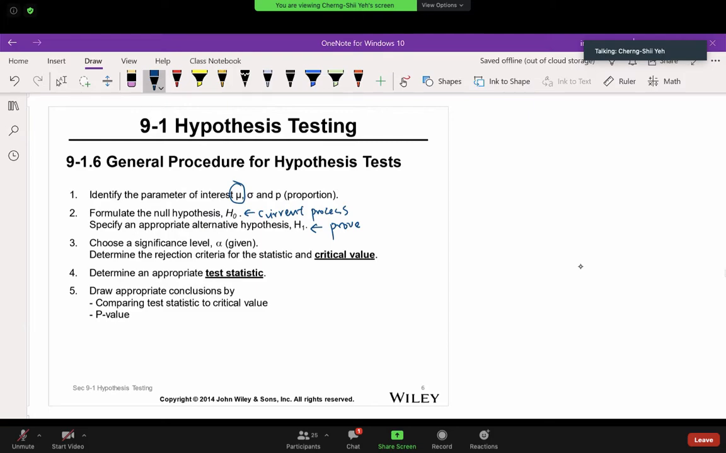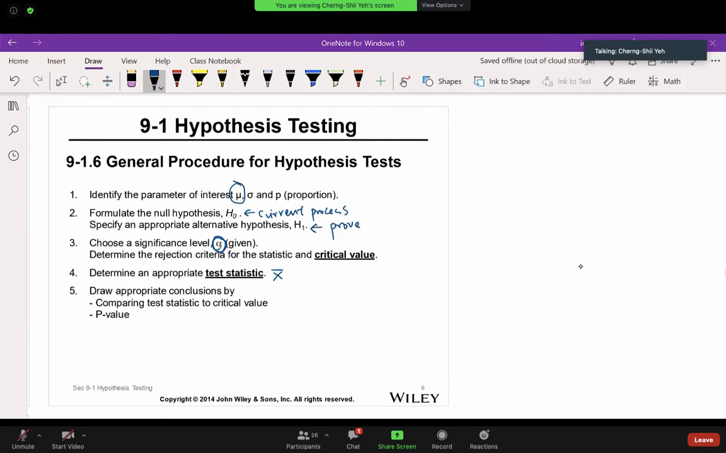current process already. Okay, step 3, establish your rejection criteria and find your critical value based on alpha. Alpha has to be given to you. In your project, you decide what is the alpha in your project. 0.05 is typically fine with the majority of the analysis. Step 4, calculate test statistic. Test statistic is based on your sample average.